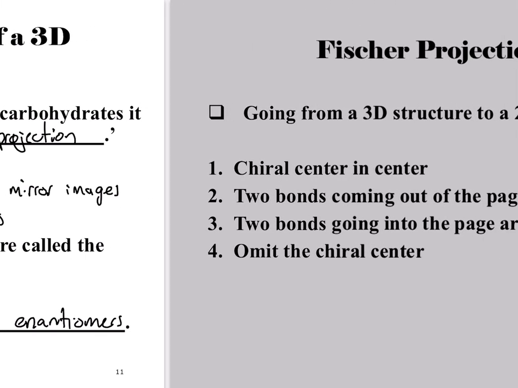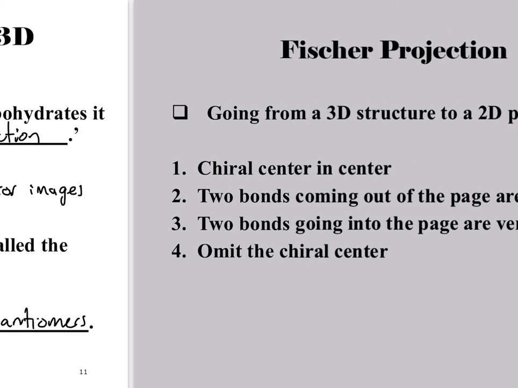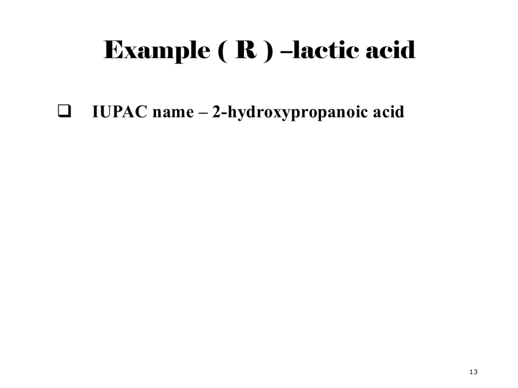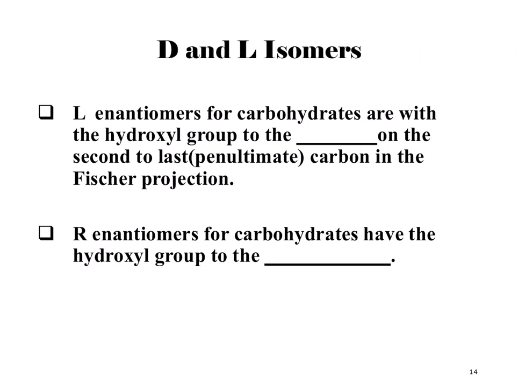And so in the notes that I posted with the completed version, I went into a bit more detail on how to generate a Fisher projection. I'm not going to talk about that. Really, the important thing is being able to look at a Fisher projection and understand what it is that you're looking at. And so I'm going to skip ahead to the specific enantiomers we have in carbohydrates, which are D and L isomers.